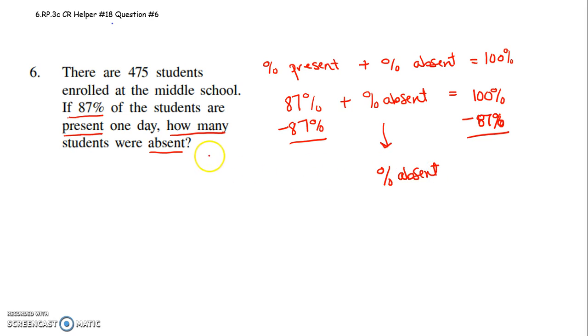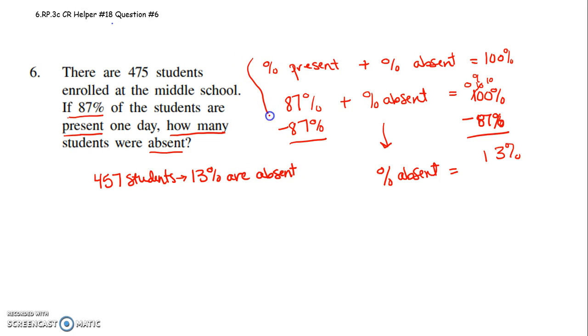And once I get the percent of students that are absent, I'll be able to figure out the number of students absent. So 100 minus 87. If you need to, you can borrow. 10 minus 7 is 3. 9 minus 8 is 1. 13% of the students were absent. So there's 475 students. 13% of those students are absent.